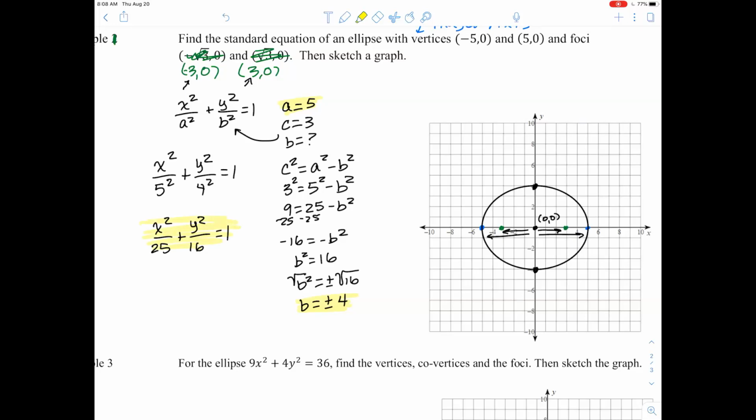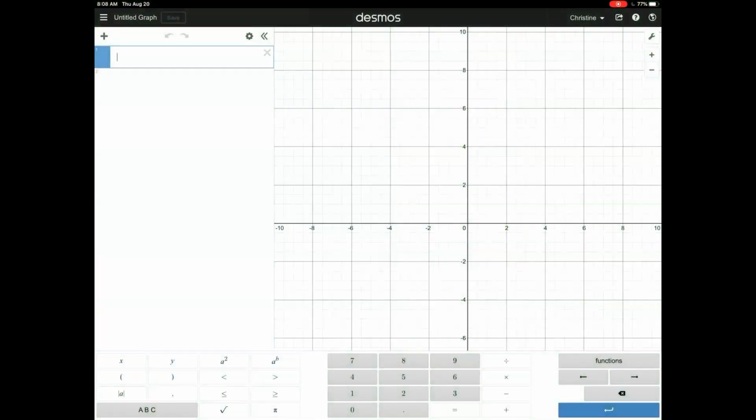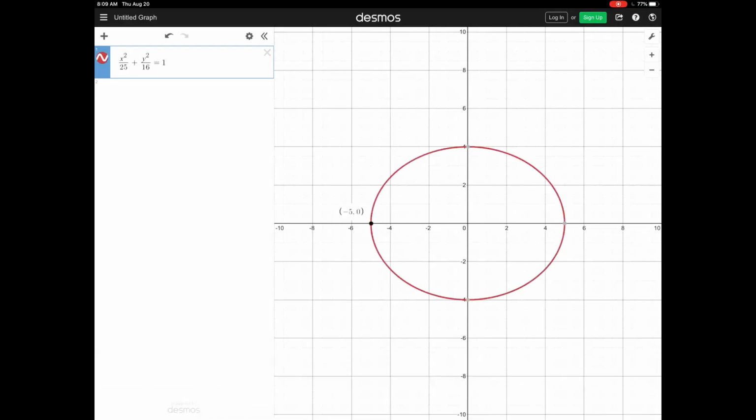that that's actually correct real quick. So we're going to go into Desmos, and we're going to type in this equation just to make sure. So x squared over 25 plus y squared over 16 equals 1. Let's get an equal sign in there. Equals 1. And there we go. You can see that I have vertices at negative 5, 0, 5, 0, and co-vertices at 0, 4, and 0, negative 4. And so there you go. Okay? We did it right.